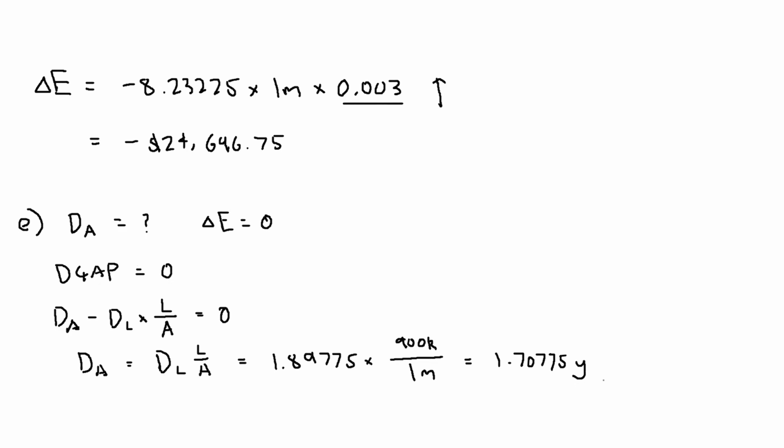Now this is what immunization essentially is. You're trying to find the optimal values for variables such as duration, such that the change in equity will equal 0. In other words, you're trying to eliminate any interest rate risk so that your equity value stays the exact same and doesn't change.